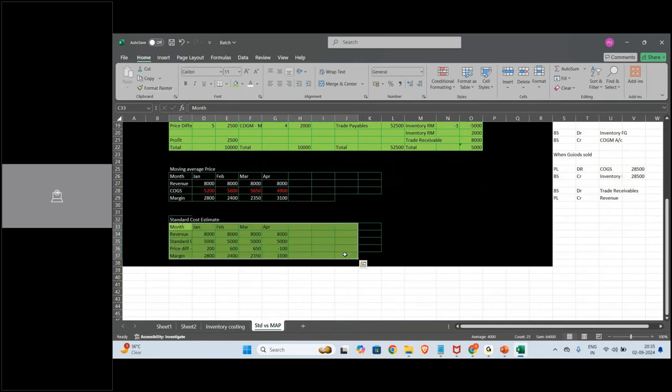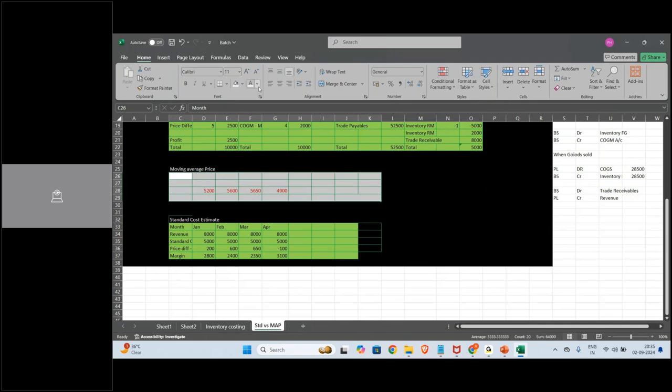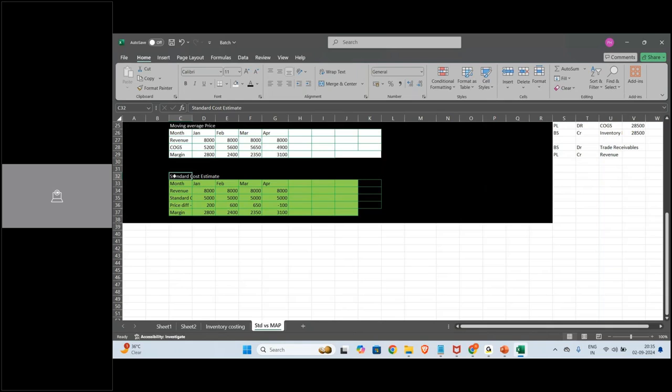Okay, there are two tables, right? Let's say I will make it white and black. Tell me, this is moving average, this is standard cost price, right? In these two techniques, where you are able to understand the variance, in the green table or the white table? Green table. Exactly, the standard cost.